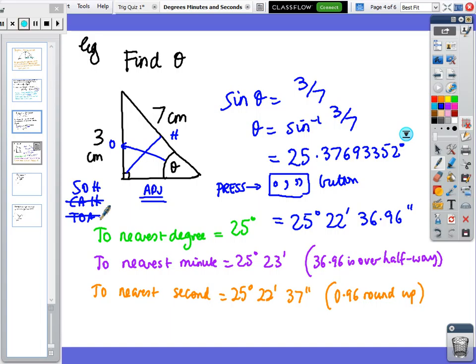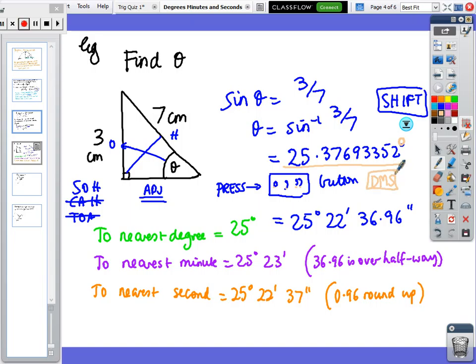So theta equals sine minus 1, which we get by pressing the shift button. That gives us sine minus 1. And then you get this really, really messy decimal, 25.37693352. And that answer is in degrees. So what you do now is, on your calculator, there's a button that looks like a circle, an apostrophe, and 2 apostrophes. That's your degrees, minutes, and seconds button.